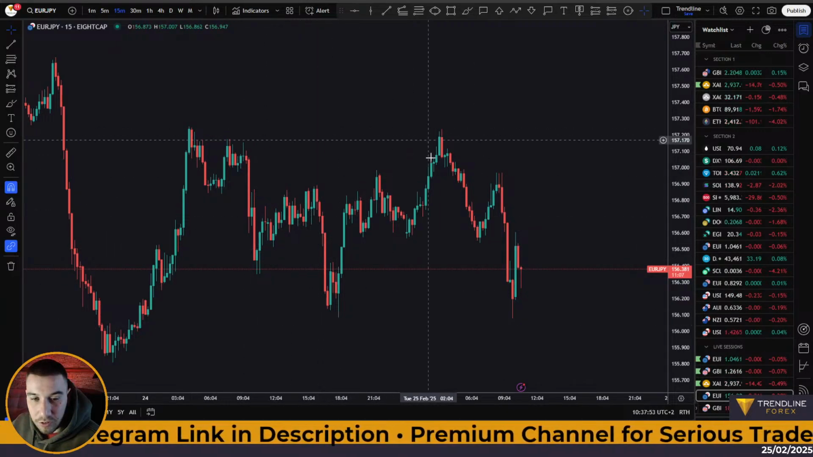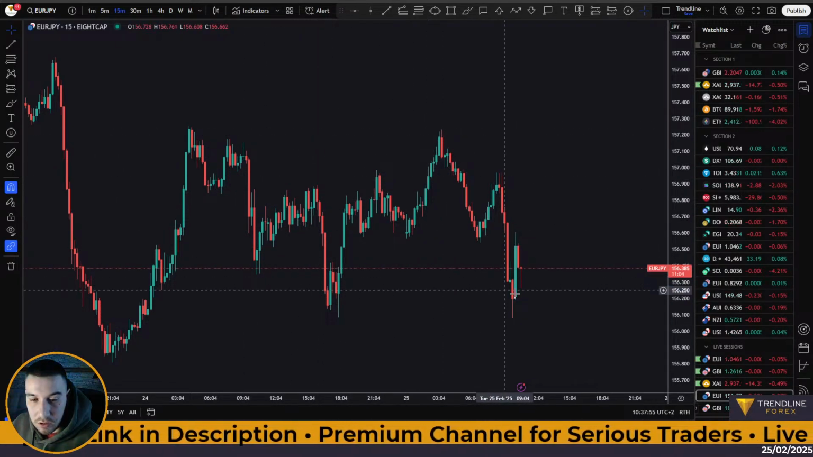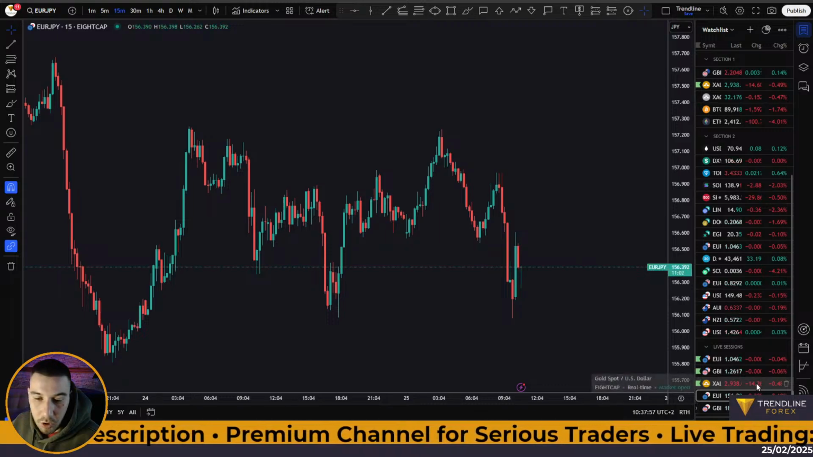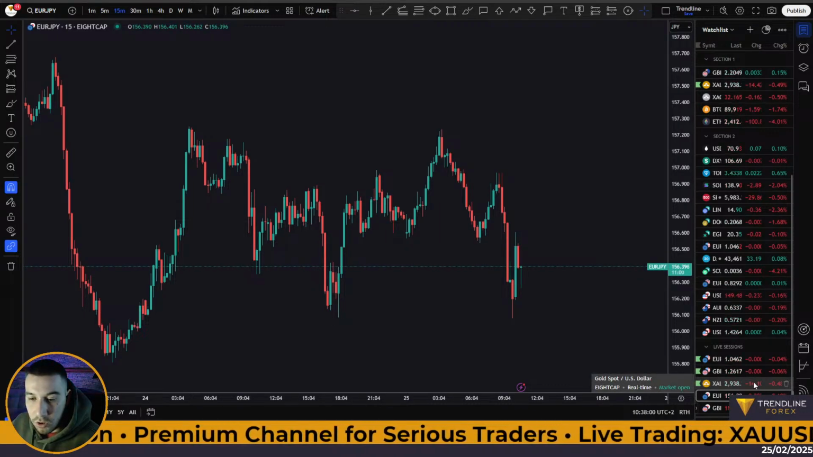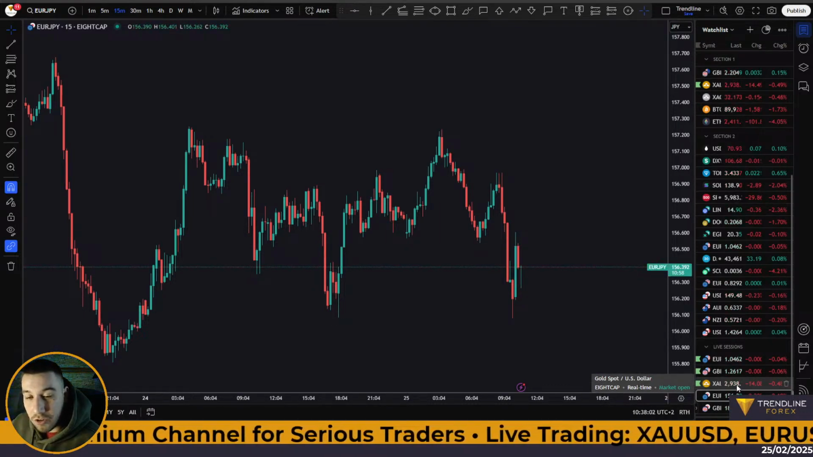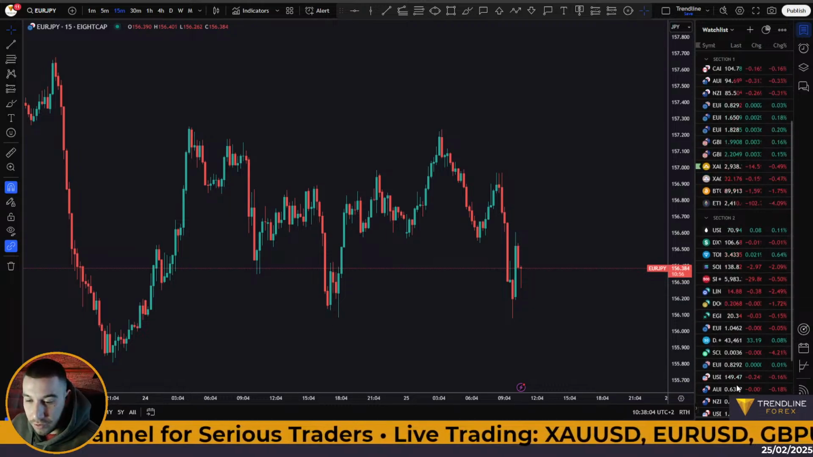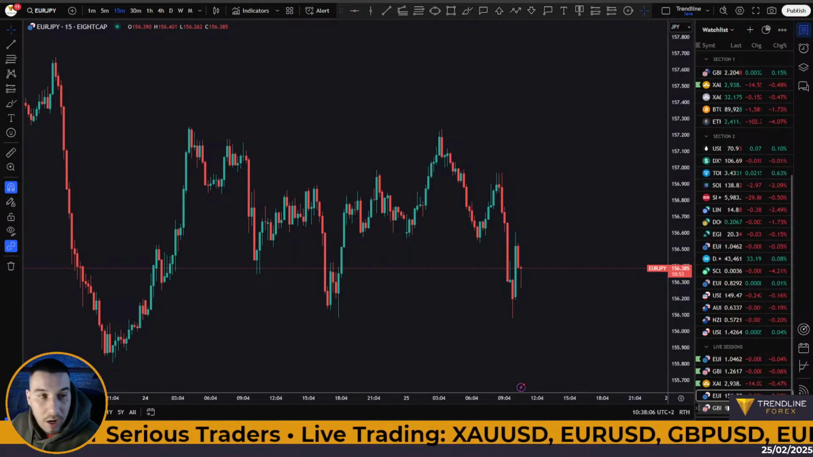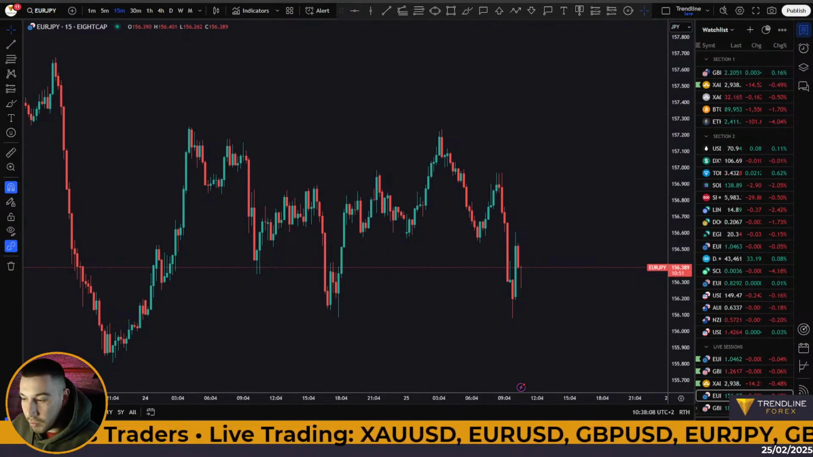We've got a lot of indecision, testing highs, testing lows, and I'm not a trader who likes to trade within a range. I prefer to trade in a certain direction. So I need a breakout on euro yen or pound yen.